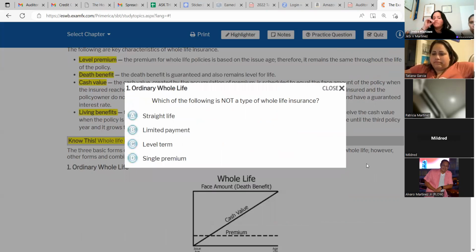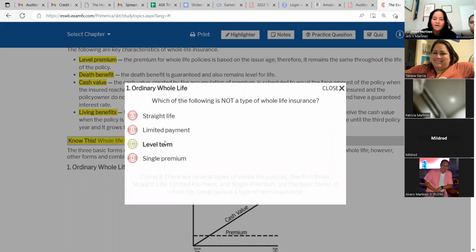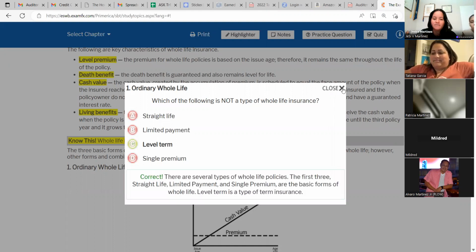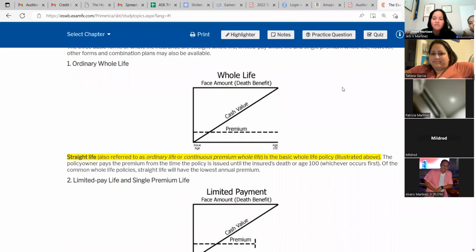Which of the following is not a type of whole life insurance? So Ellie says C. Yeah, perfect. There we go. So let's go a little bit more down.